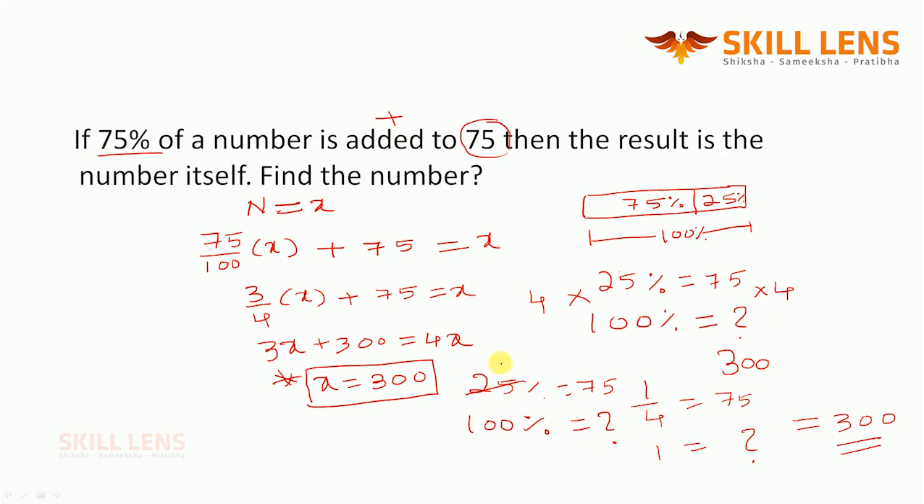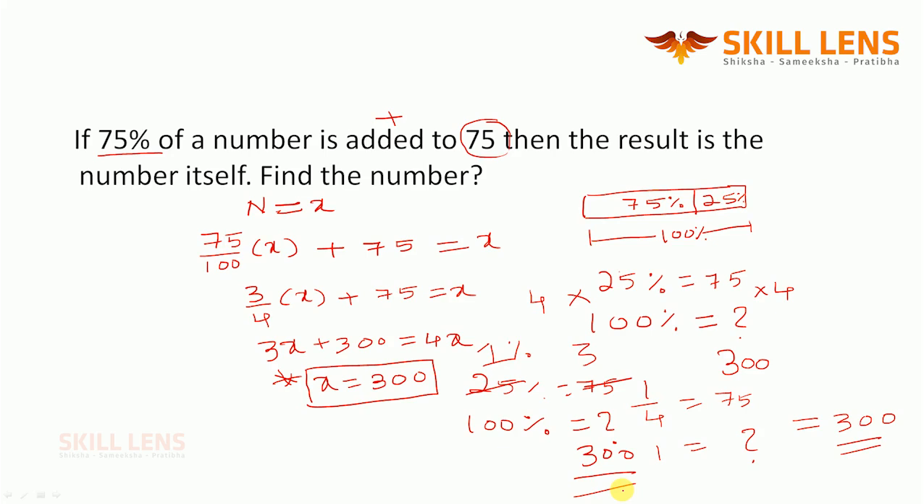Yeah, 25% equals this. 25 ones are 25, threes are 75. 1% equals 3. Then 100% equals what? 300. So if you look here, there are 3 methods: the traditional way, with fractions, and with percentages. This is how actually you can do your question. So this is very, very important. Please understand, this will help you.